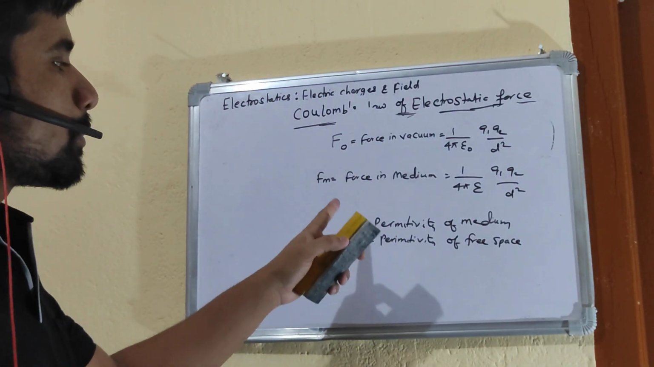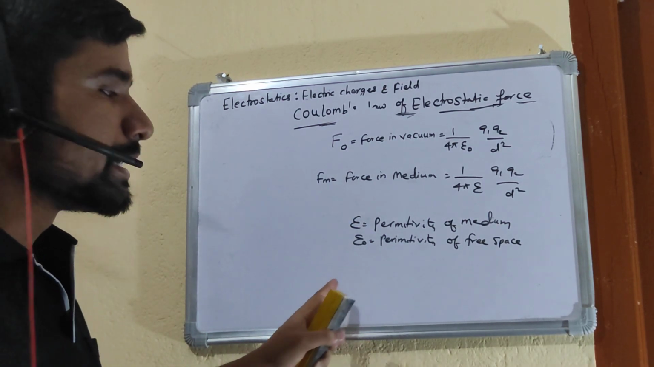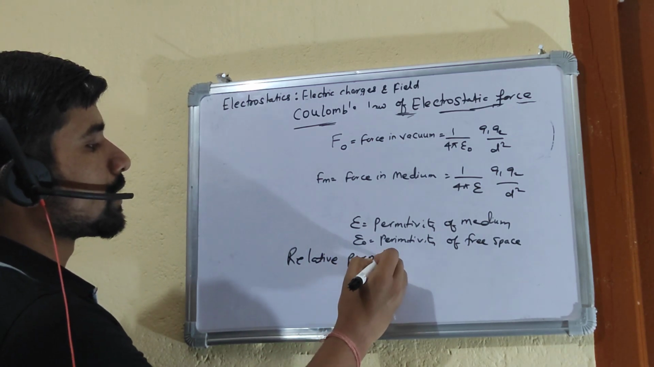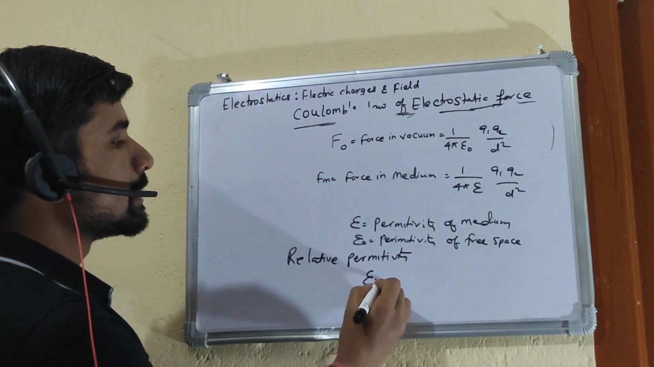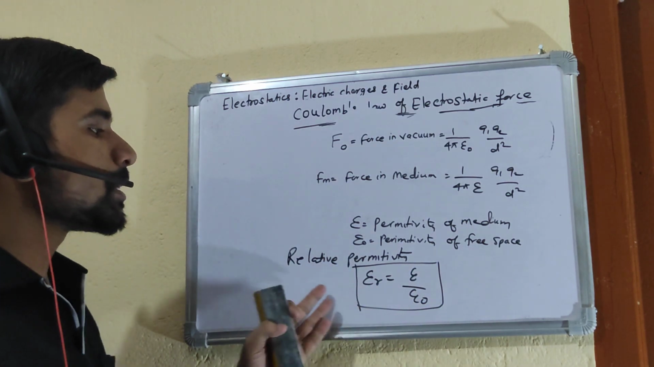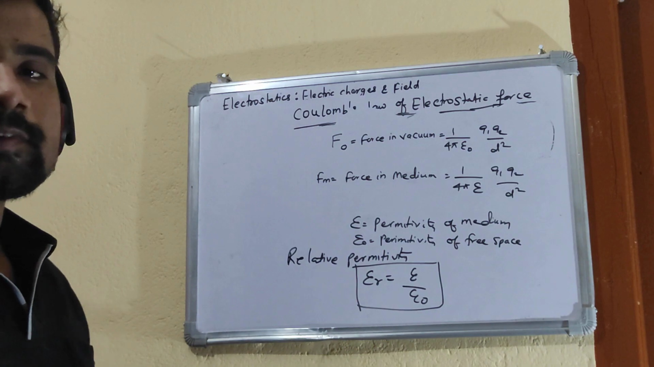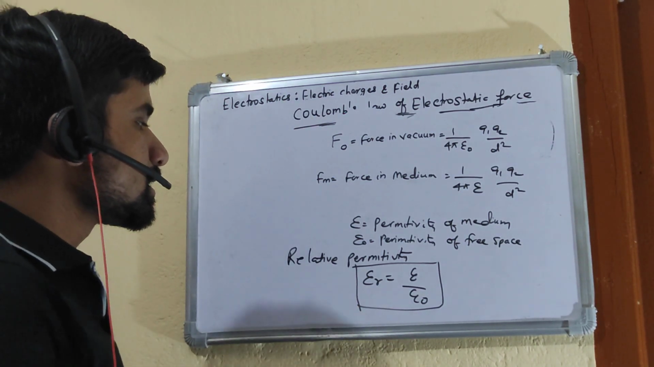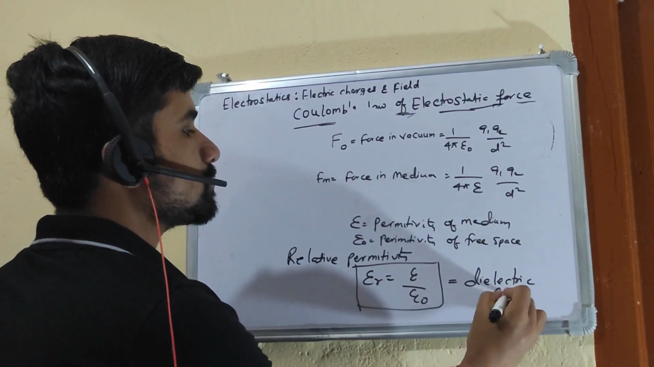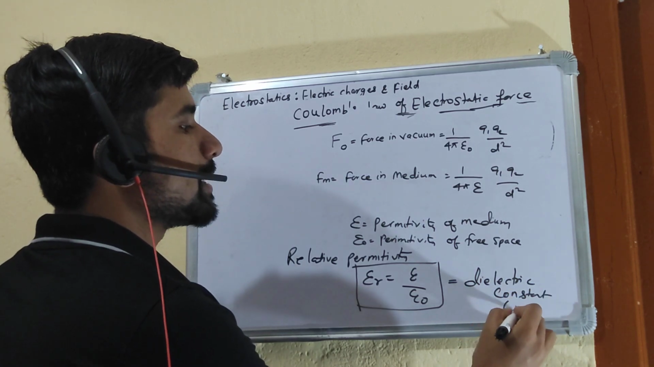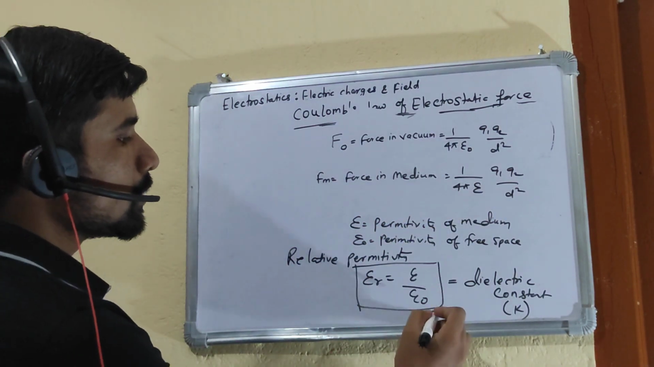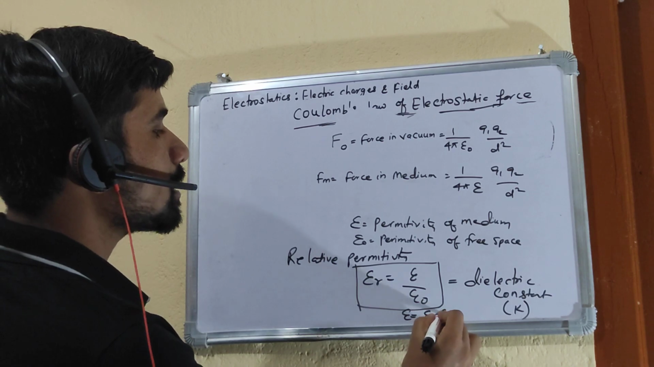The ratio of the permittivity of the medium to the permittivity of free space is called relative permittivity, epsilon r, which is epsilon by epsilon naught. So relative permittivity is the permittivity of the medium with respect to the permittivity of free space. It is also called the dielectric constant, represented by K. If I generalize epsilon, from here epsilon becomes epsilon naught epsilon r.